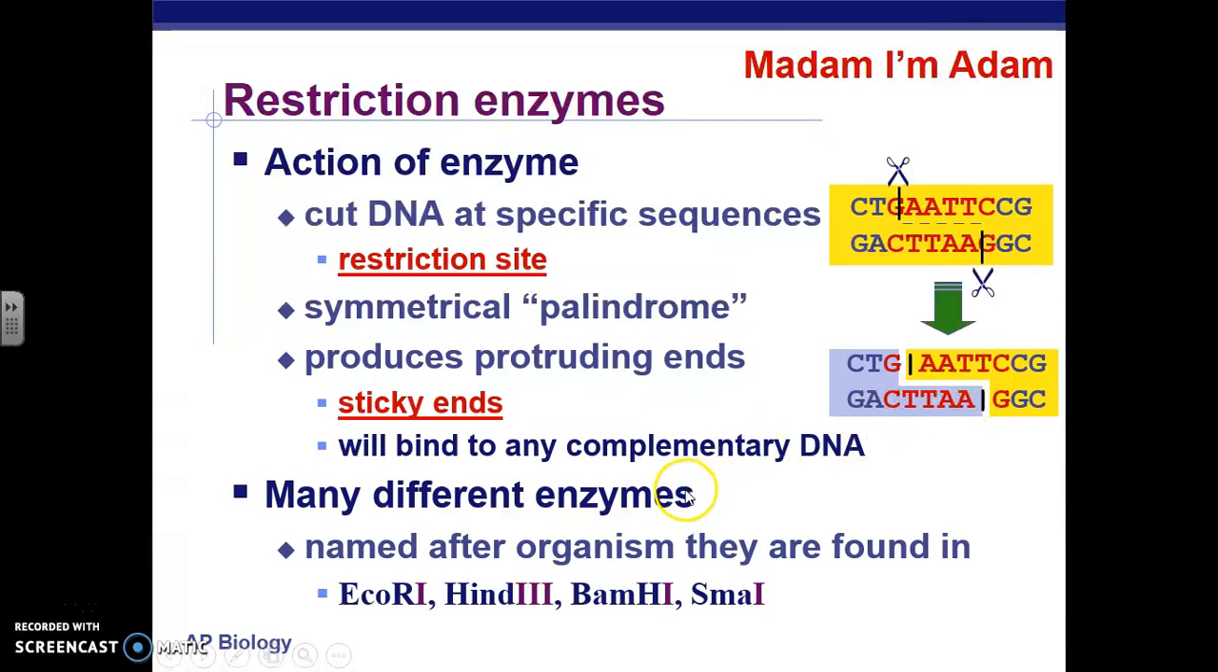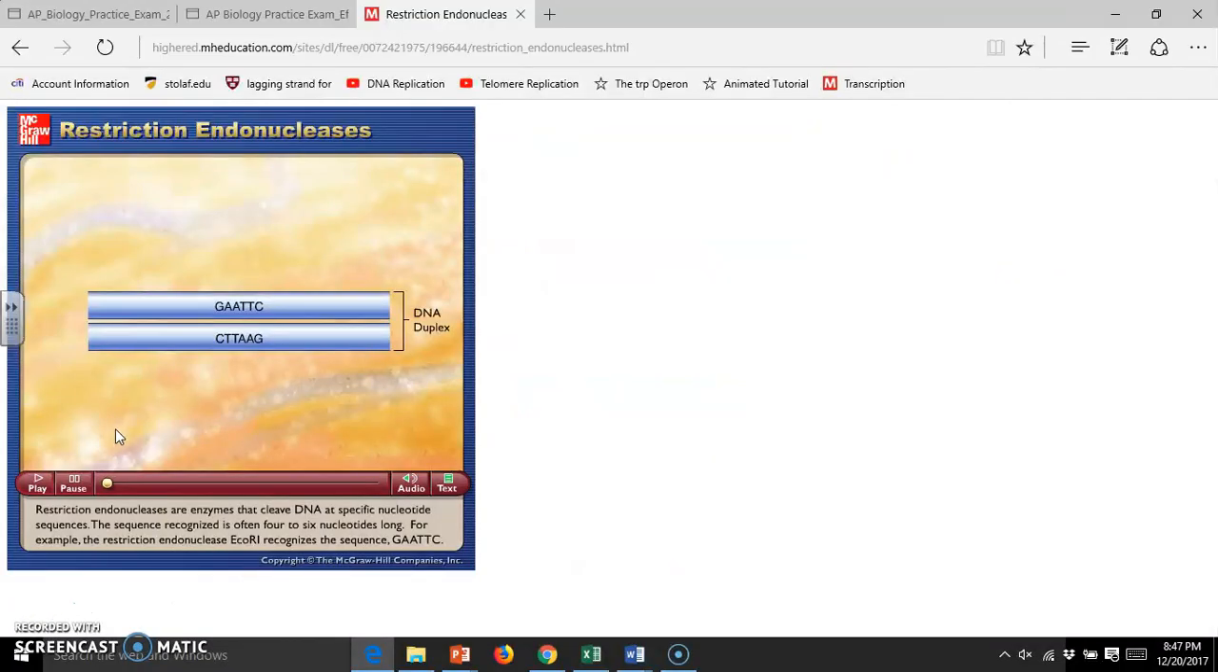There are many of these enzymes and they all recognize different sequences and cut the DNA. So really, the point is they just don't go cutting the DNA all willy-nilly. They only cut when they can bind to the specific sequence and recognize that sequence, and they cut at that sequence in a particular pattern. To understand this a little more, we're going to watch this video or animation of what restriction endonucleases do.